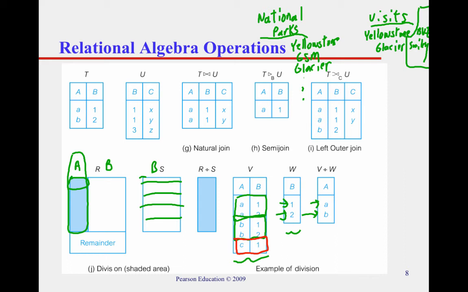Okay, so that's what we call the remainder. In this case, C1 is the remainder, because C1 has not yet visited all national parks. So that is set intersection. Okay?